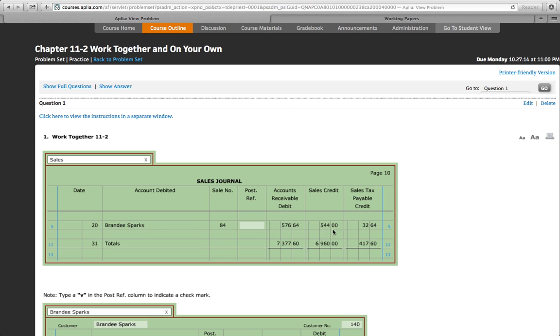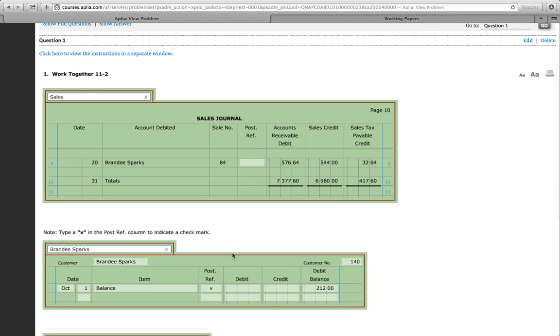Which of these numbers will I post to Brandy? There are 3 separate numbers on this same line as Brandy's name. Which one goes to her subsidiary account? The one that says accounts receivable debit. We are posting to the accounts receivable subsidiary ledgers, therefore we need the accounts receivable debit of $576.64.